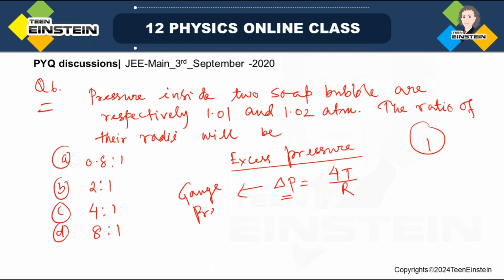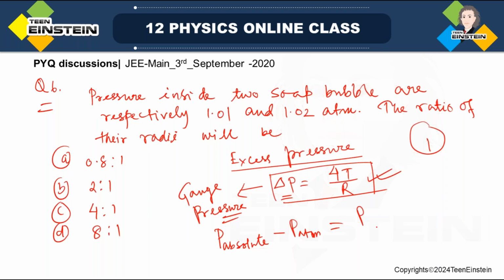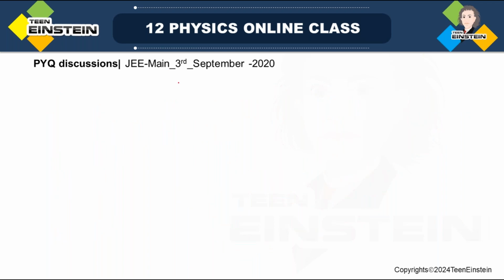Do you know what gauge pressure is? Absolute pressure minus atmospheric pressure will give you the gauge pressure. The excess pressure formula is with the gauge pressure. So what is given here? The pressure inside, or absolute pressures, are given for the two soap bubbles. This is where the point is. Actually, you guys will make the mistake here. You'll directly put this in place of delta P and then do the calculation, but that is not correct. Now look at what I'll do.